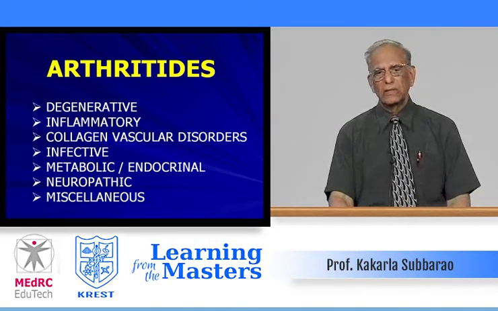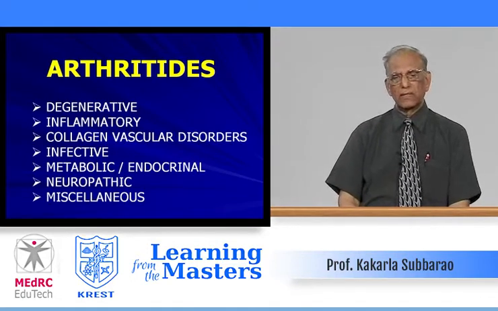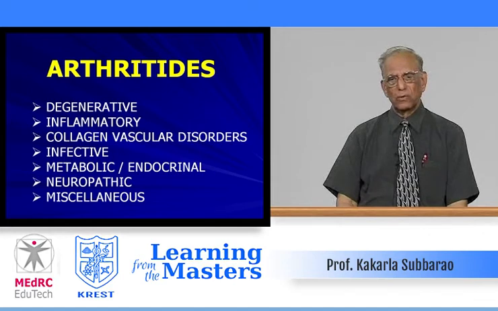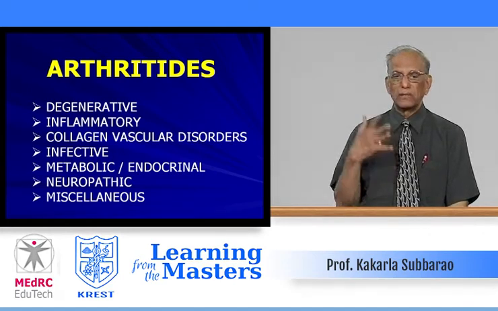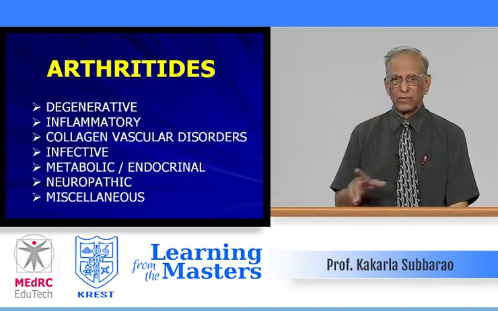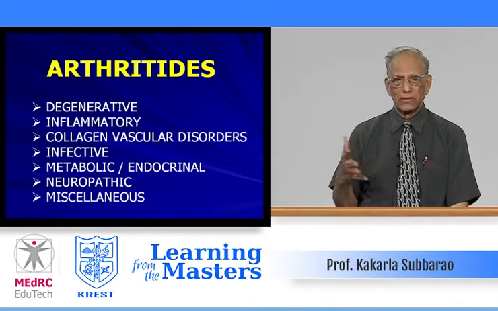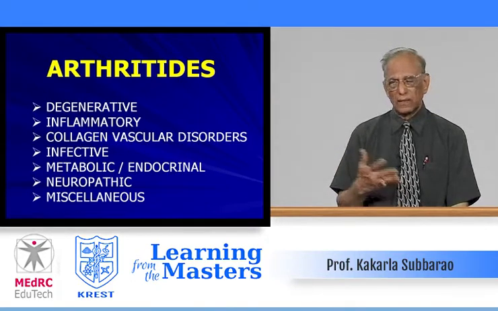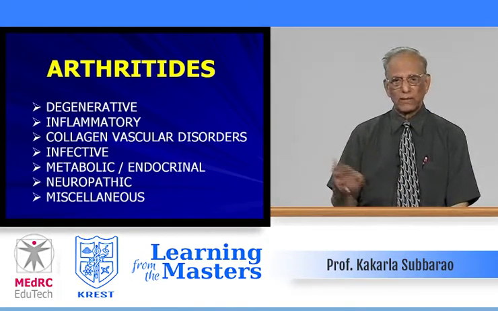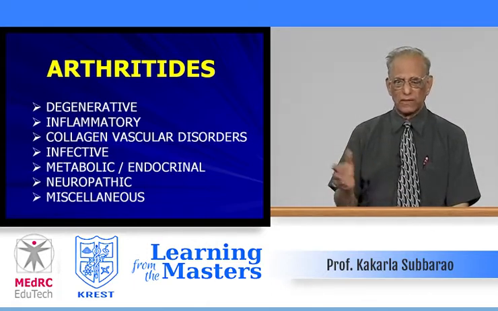Before we deal with conventional radiology and its role, we have to know what the various types of arthritis we encounter are. One, most common because everybody gets older, degenerative; inflammatory; collagen vascular disorders, they play a role; and then infective, metabolic and endocrinal causes, neuropathic causes, and miscellaneous causes producing arthritis.